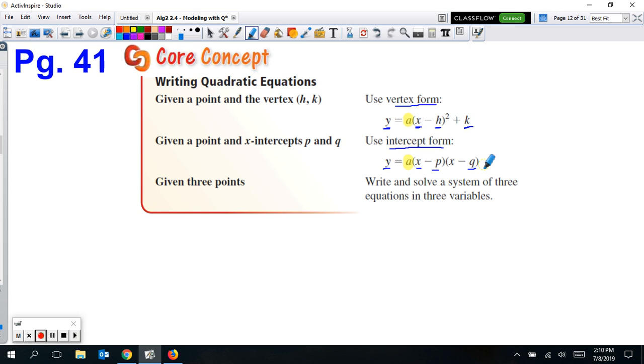In the intercept form, we're going to know the p and the q numbers, which are the x-intercepts, where it crosses the x-axis. And we're going to know another point as well. The x and y is going to be maybe even the vertex point possibly could be that. And we'll plug that in to find out the intercept form.